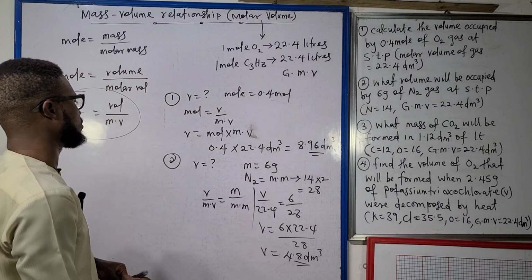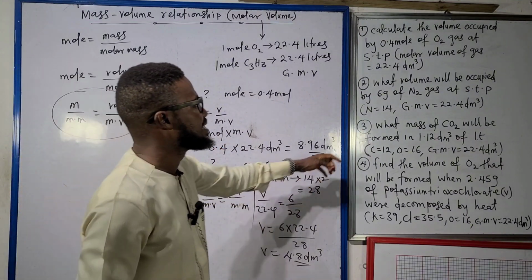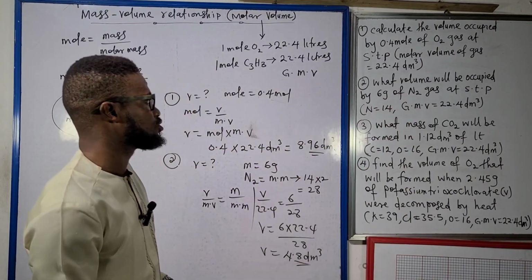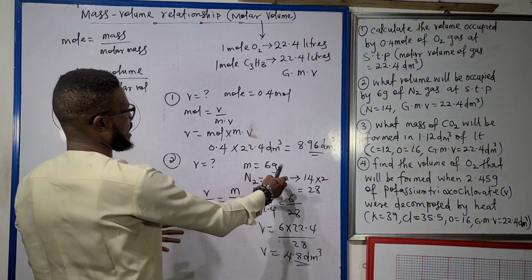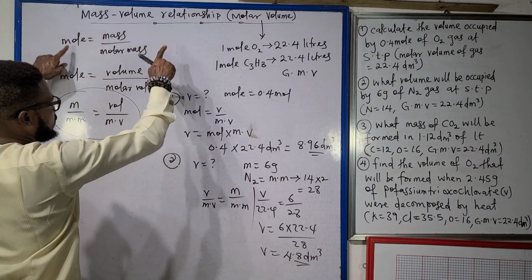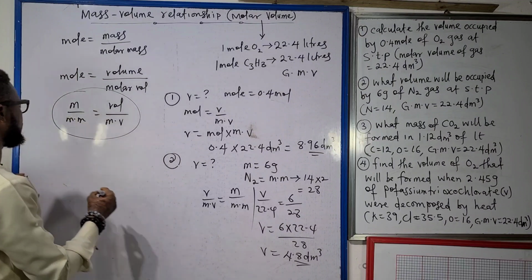Look at the question very well. You were told to look for volume given the mass of nitrogen. So this is a case of converting mass to volume, talking about mass volume relationship. Okay, let's move to question 3.